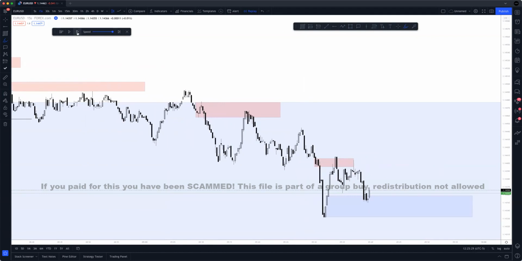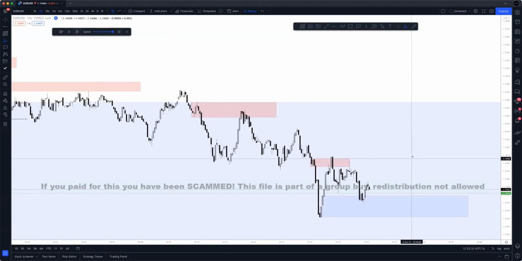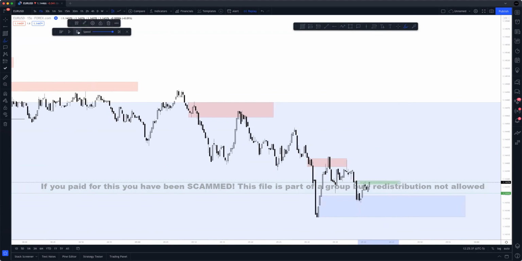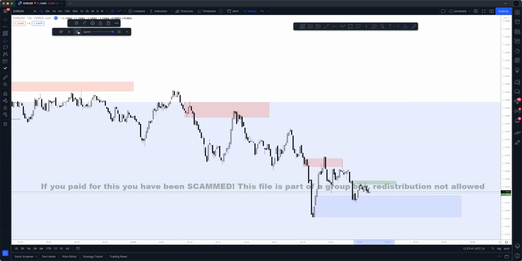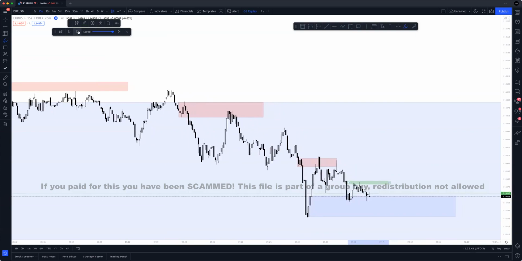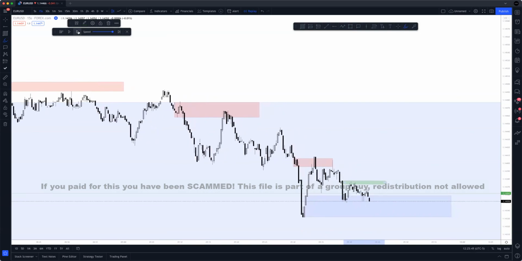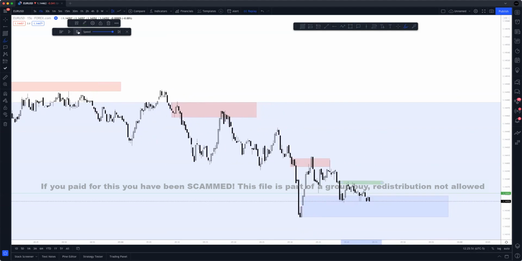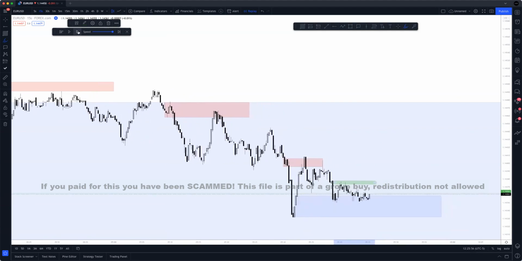Okay. Reacting to supply. Failed to take out the low. Failed to take out the low.